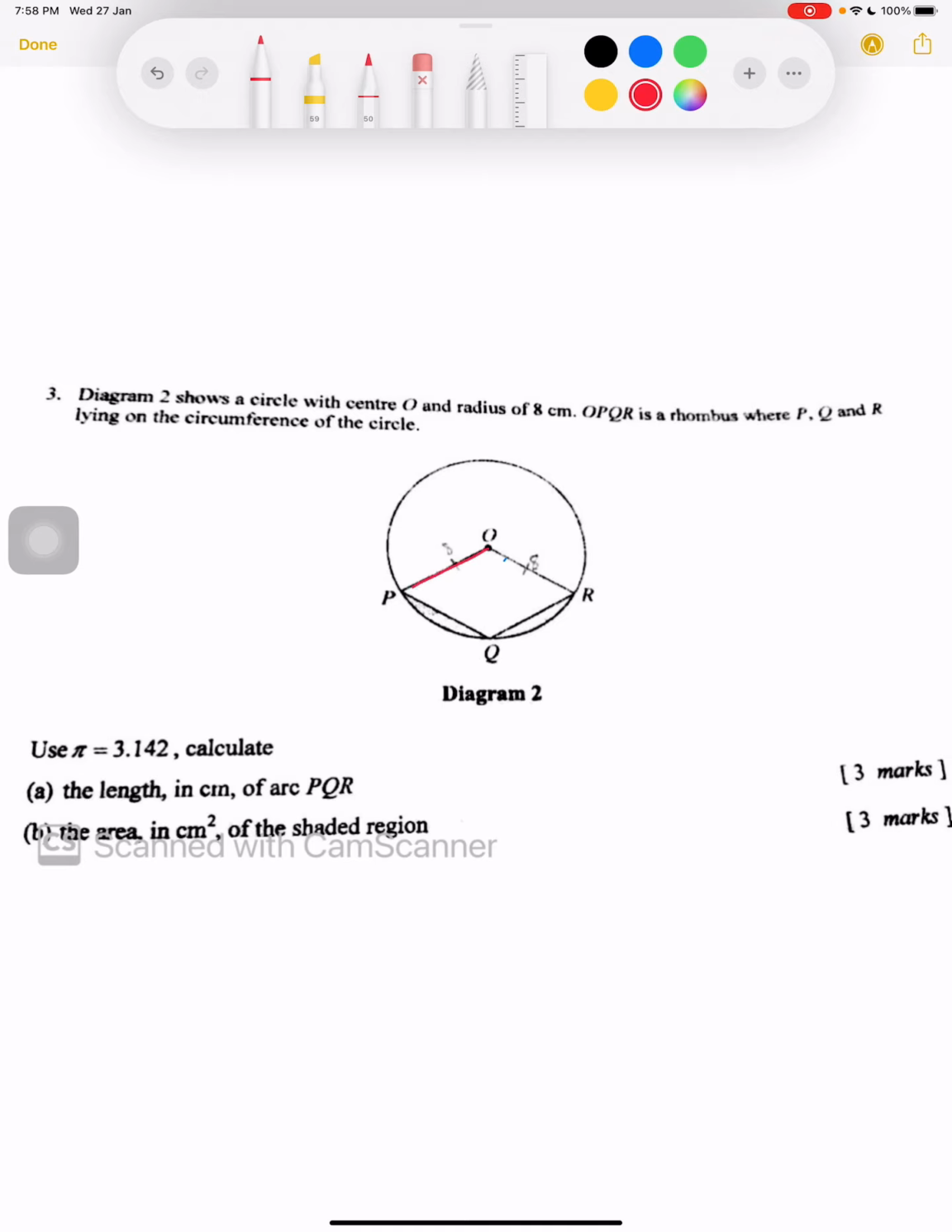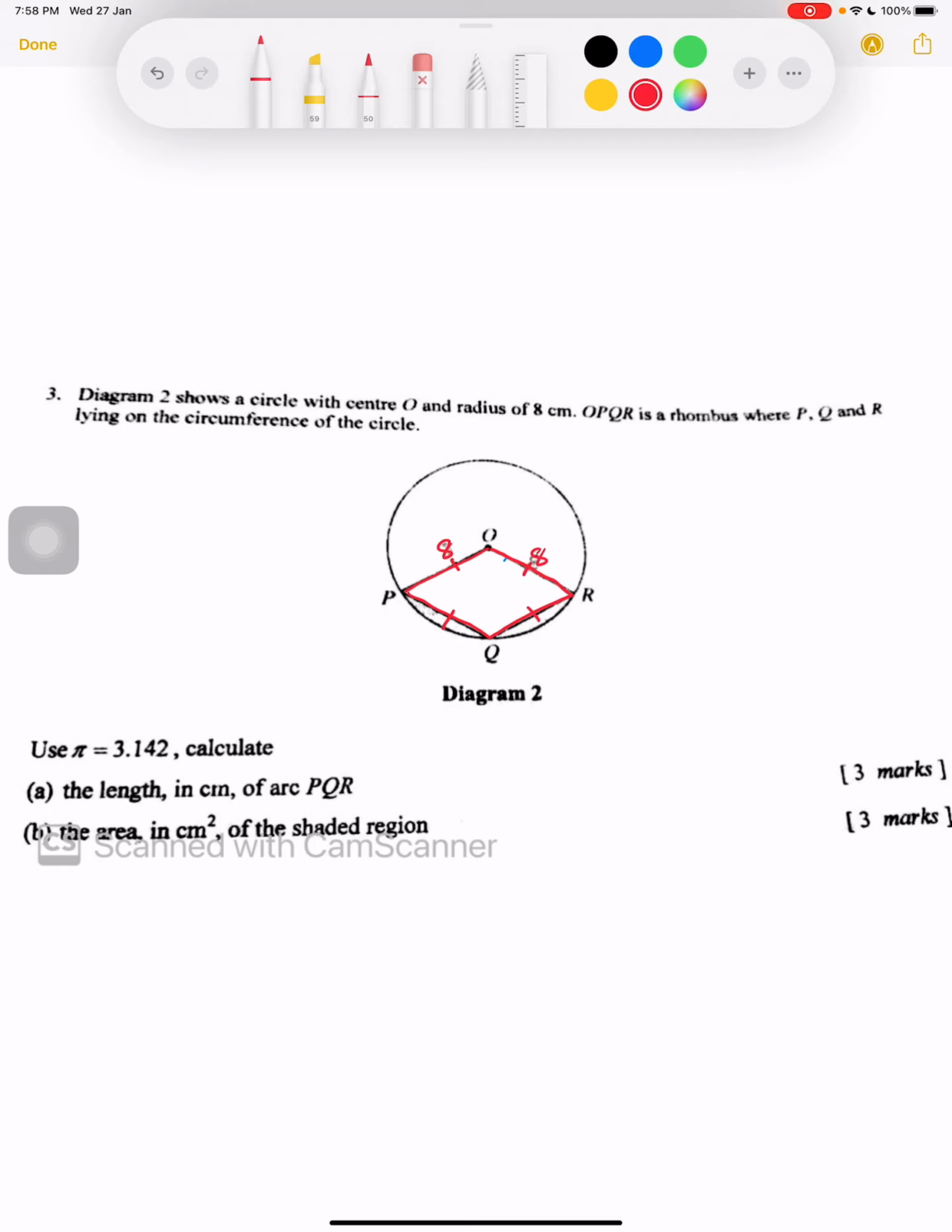So O goes to P, goes to Q, goes to R, goes to O. So this is your rhombus. Rhombus, what is the meaning behind it is that all of the sides, they are of the same length. Okay, all the sides are of the same length. So basically, I can just label this as 8. This is 8, and same goes to your PQ and QR. Those are also 8, right?